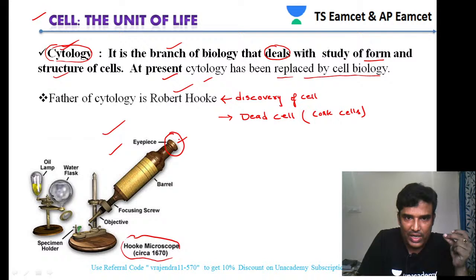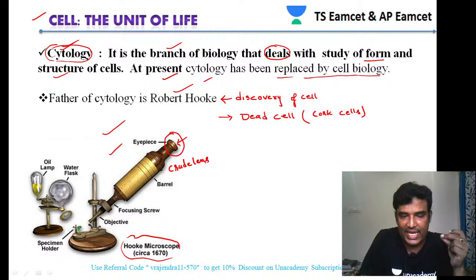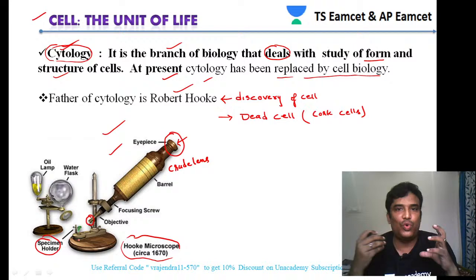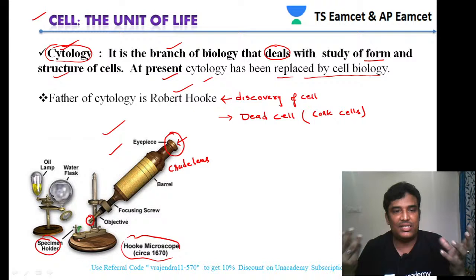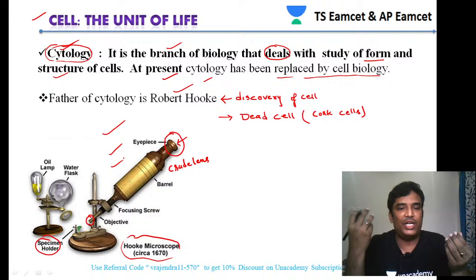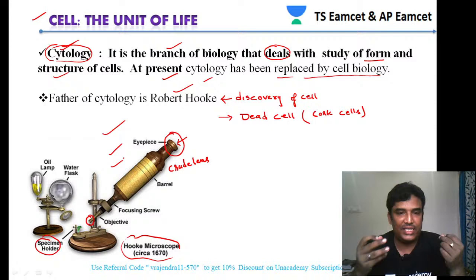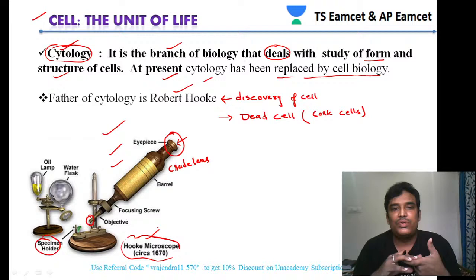Those are called crude lenses, which he prepared. Similarly, he kept another lens here, and you can see the specimen holder. He prepared his own crude lenses and arranged them himself. He designed his own microscope. This picture shows the microscope developed by Hooke in the 1600s, in 1670. At that time itself, the microscope was prepared by himself. So that is his own microscope.